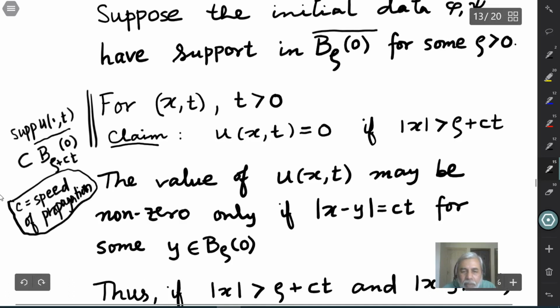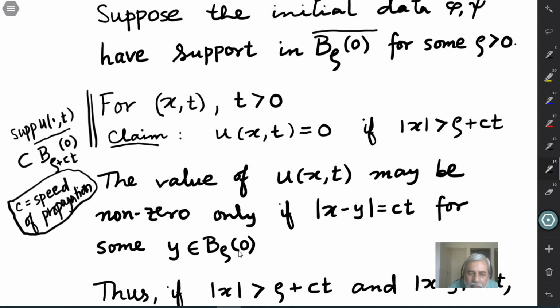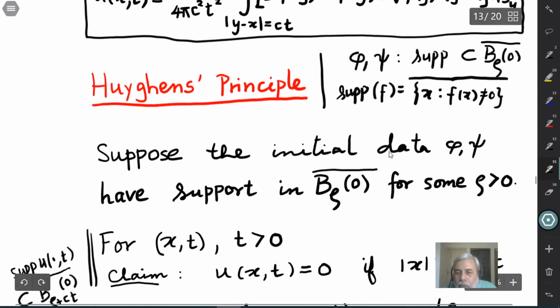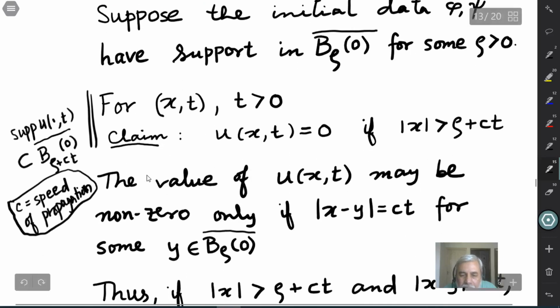Okay, so the value of u(x,t), this we have already seen, may be non-zero only if norm x minus y is ct for some y in the closure of B rho(0). Anyhow, on the boundary it is 0. Okay, doesn't matter. That is, this follows from the range of influence, and phi and psi are only non-zero in this ball; their support is here, so at most they are non-zero only here in B rho(0), closure of that.